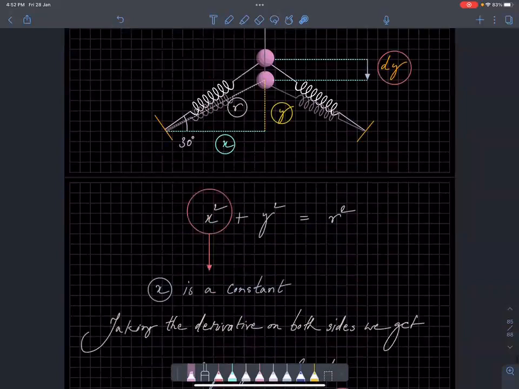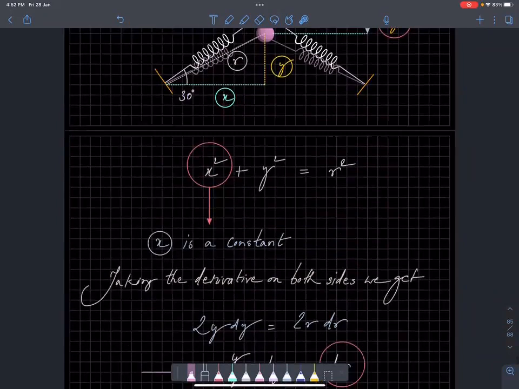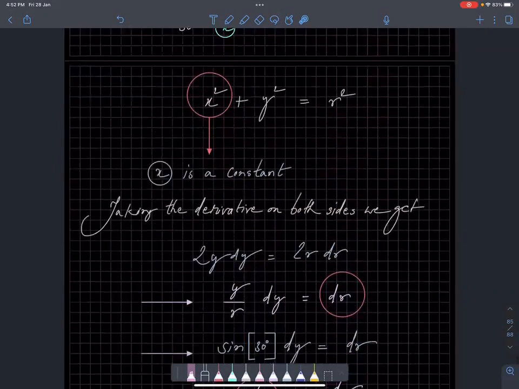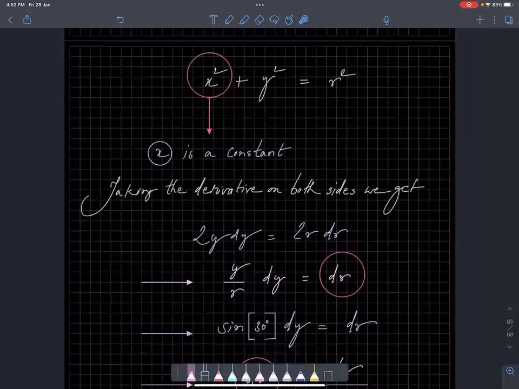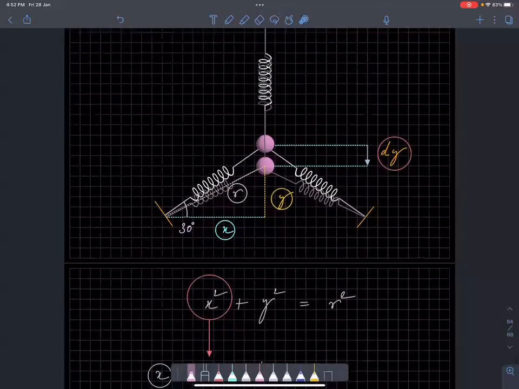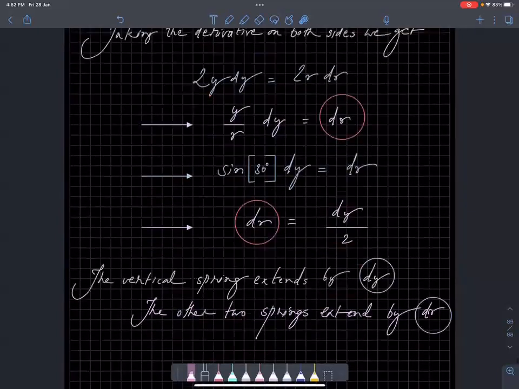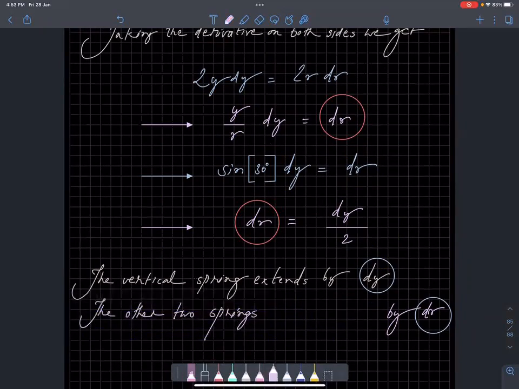So y by r is sine 30, opposite side by hypotenuse. This is 30 degrees. Clear? So what will be dr? dr will be equal to dy into 1 by 2, because sin 30 is 1 by 2, right? Now the vertical spring extends by dy and the other two springs don't extend actually. The other two springs, tell me.